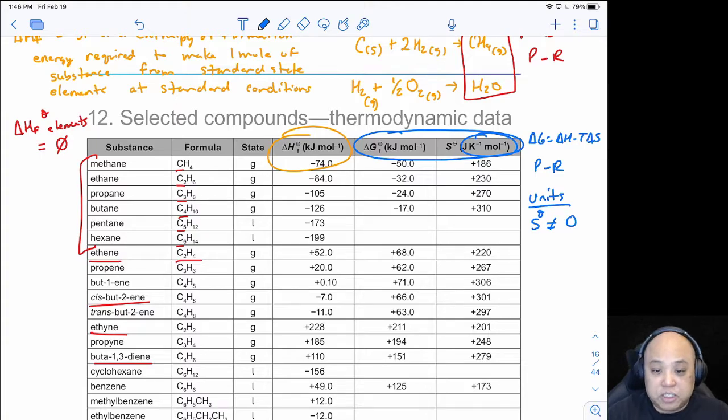But when it's a difference in S, which you might have to calculate for this delta S here, it could be negative, because you could be increasing order instead of disorder. Questions about that?